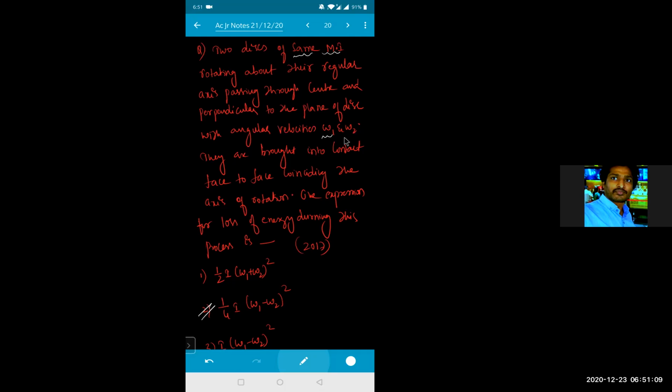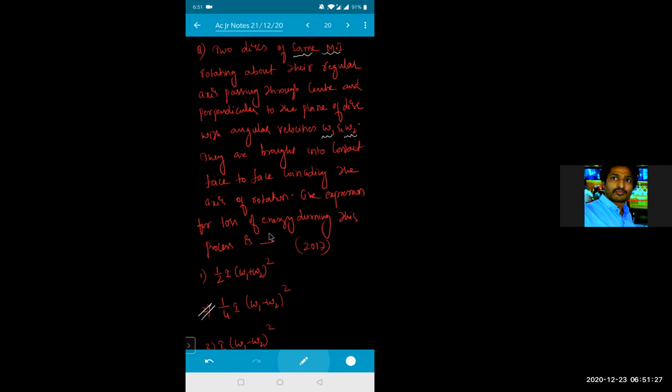First one is moving with angular velocity omega 1, second one is rotating with angular velocity omega 2. Now both of them are rotating, beta. They have been brought into contact face to face, same like previous, coinciding the axis of rotation. That means we are placing one on top of the other. The expression for loss of energy during this process will be equal to how much?